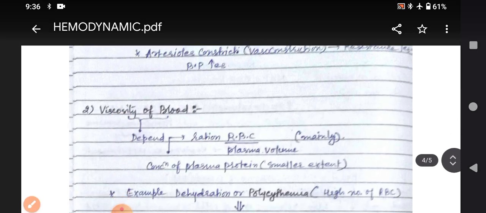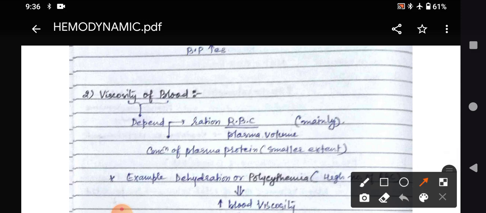Now, what is the thing? In case of vasodilation, there will be less resistance and thus the pressure will decrease. In case of vasoconstriction, there will be more resistance, thus there will be an increase in the blood pressure. Please understand this concept. When there is vasodilation, that means the lumen size is increasing. That is why the resistance is decreasing and the blood pressure is also decreasing. In case of vasoconstriction, the lumen size is decreasing. That is why resistance is increasing and thus it leads to an increase in the blood pressure.